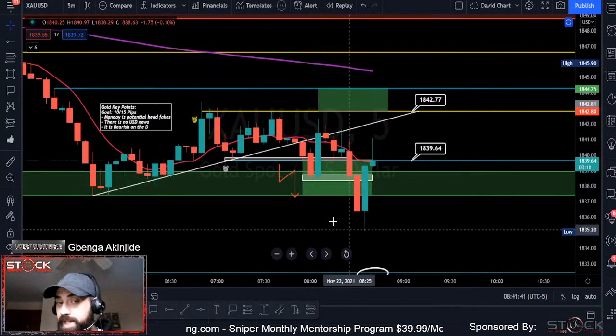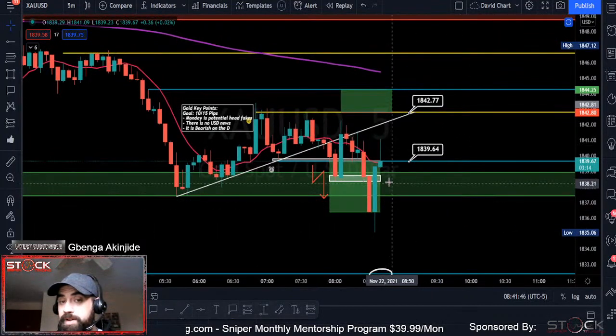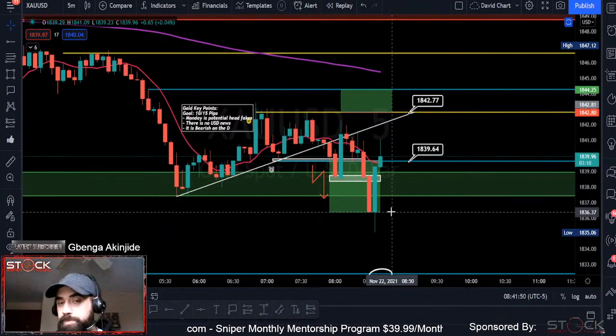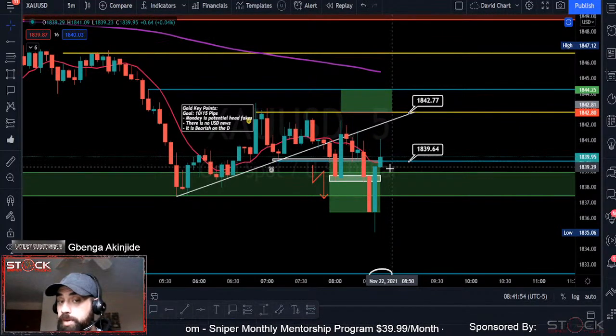If you didn't take any profits on gold, guys, if you were in from this area right here, 1838 maybe, all the way down, you didn't take anything, you're going into drawdown now. Even if you got it from up here, you're going into drawdown. So just be mindful.